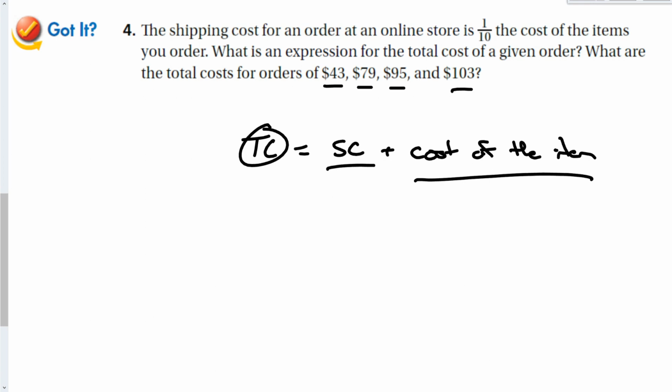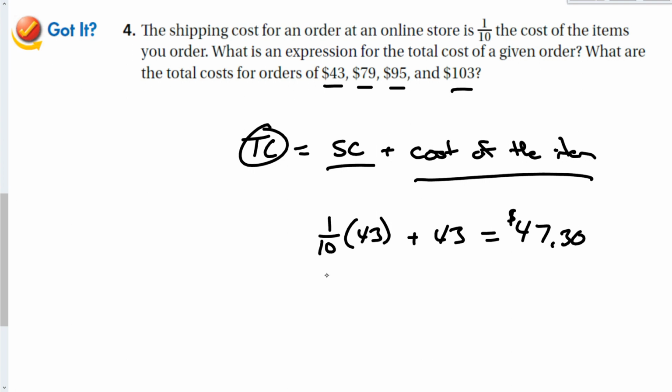Now that we have our formula, which was the hardest part of this problem, we can actually solve for all these different things. So my shipping cost is going to be 1/10 times 43 plus, you got to pay for the item, so that's going to be 43 plus 4.3, which gives me 47.30. Always with money, we want to put 2 decimal points.